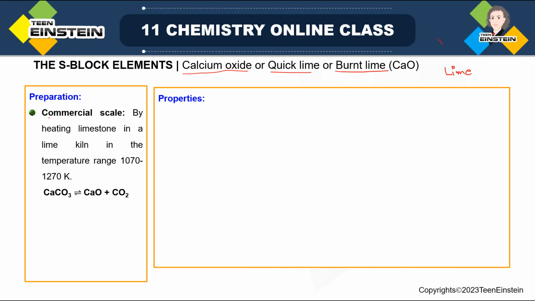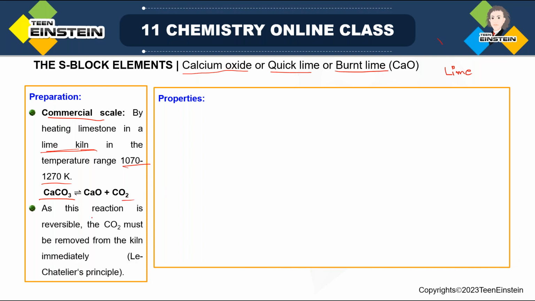How can we prepare it? For commercial, that is large scale, preparation, we can heat limestone. As a source of calcium, we take calcium carbonate, also known as limestone, in a lime kiln, which is an apparatus where high temperature is used. The temperature is very high, so that is why this special apparatus is taken. It is basically decomposition of calcium carbonate, and we get our desired compound, calcium oxide, and this is the byproduct.